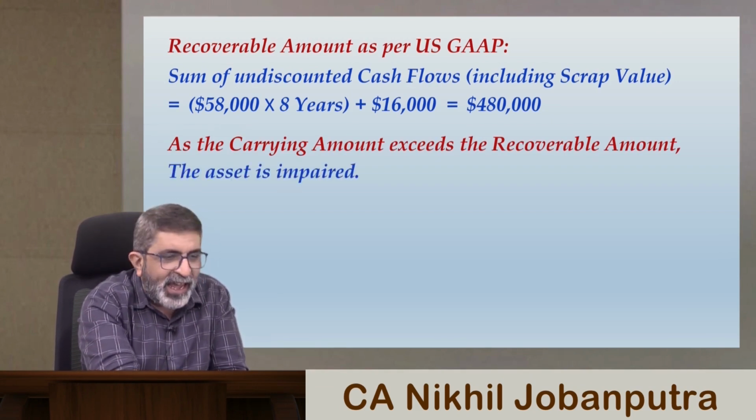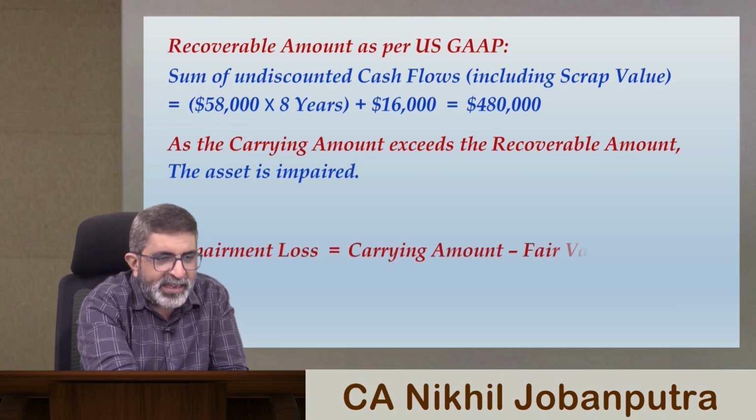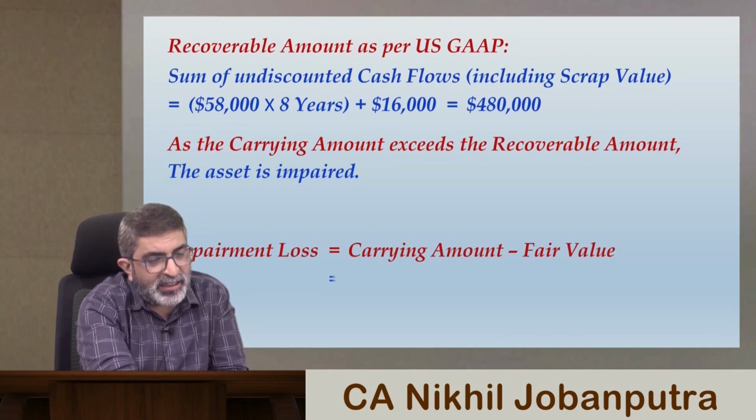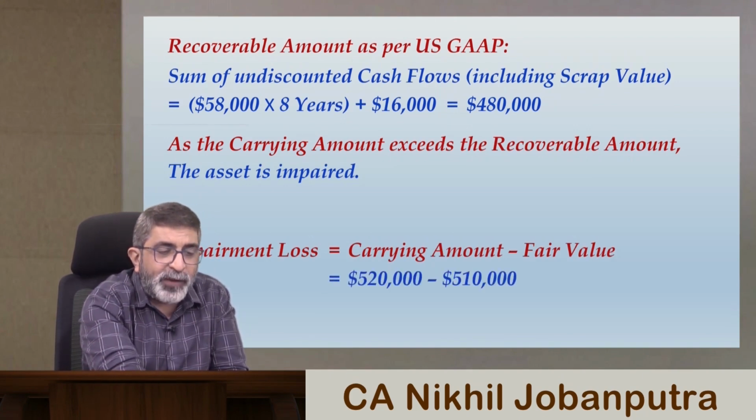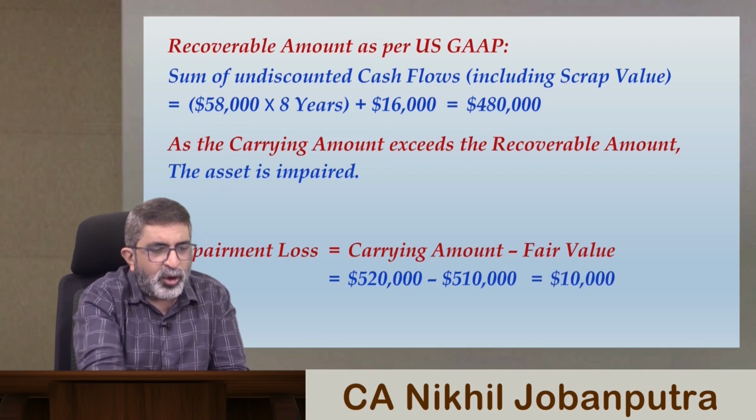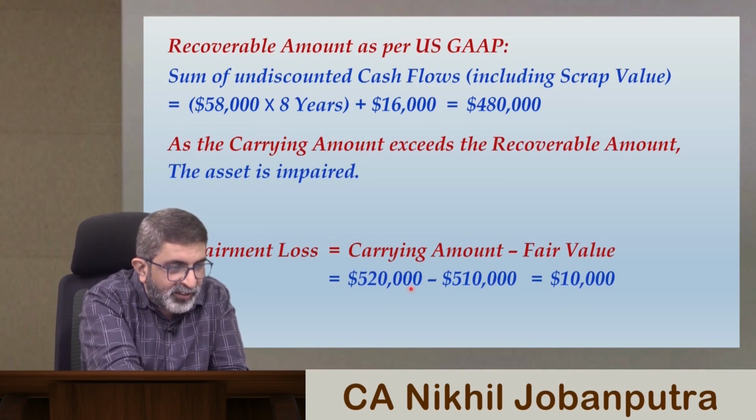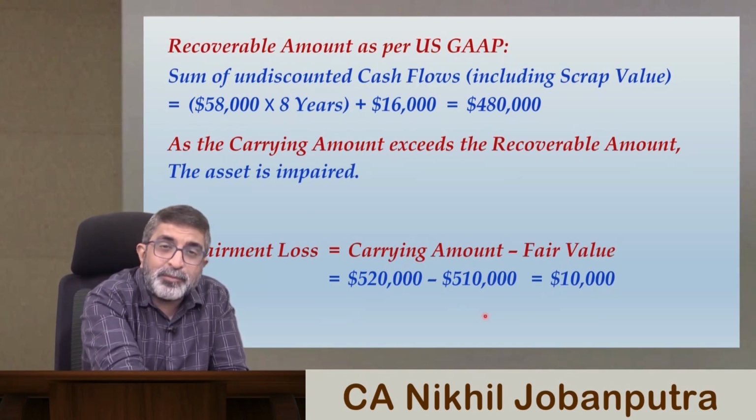That means the asset is impaired. And how do you compute the impairment loss? It will be carrying amount minus fair value. Carrying amount is $520,000 and fair value is $510,000. So impairment loss will be just $10,000. And don't forget, this is the impairment loss as per US GAAP.